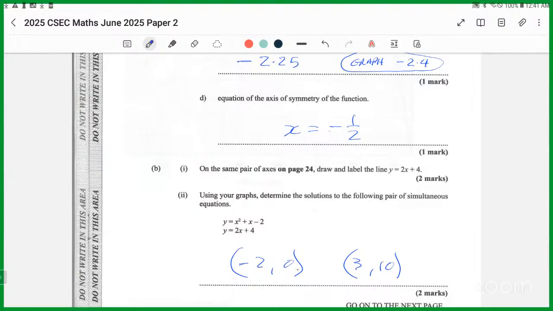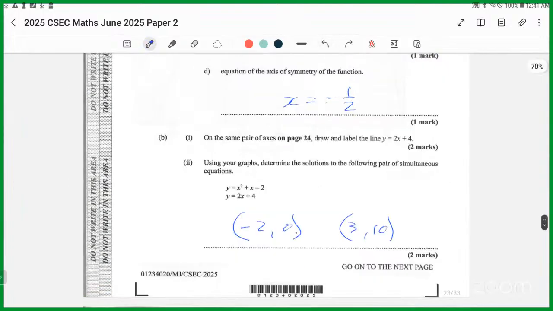I can double check if this is correct. Take the 3, plug it in there: 2 times 3 plus 4 is 10. Good. Plug it in this one: 3 squared is 9, plus 3, minus 2 is 10. Good, so (3, 10) is good. And then the -2 is already there. So those are the 2 points. Nice and easy.